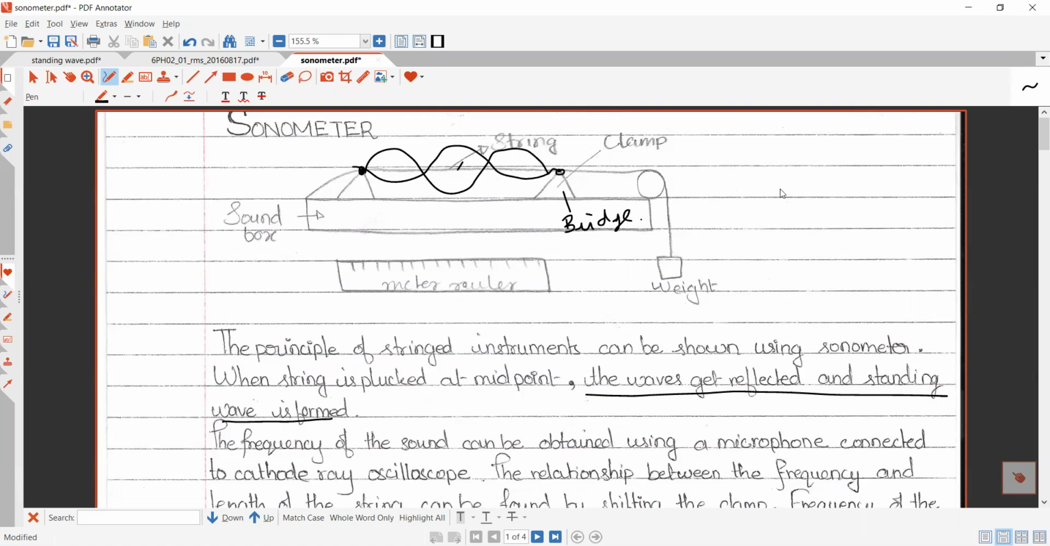What are they? How is tension related to the frequency? How is the length of the string related to the frequency? And how does the thickness of the string relate to the frequency of the sound produced? These three relationships I can find. If your string is tight or loose, it doesn't matter, how the frequency differs depends on that.